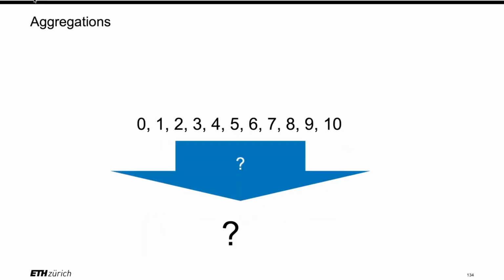All right, so how can we aggregate? There's many ways. So first I can do the count. I just count the number of values. In that case, that would be 11. Or I can sum these values. 1 plus 2 plus 3 all the way to 10 gives us 55, right? Average gives us 5. Min gives us 0. The max would give us 10.